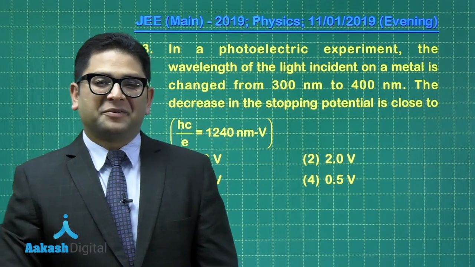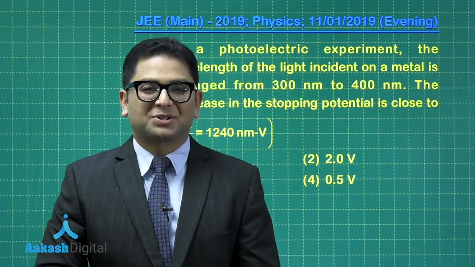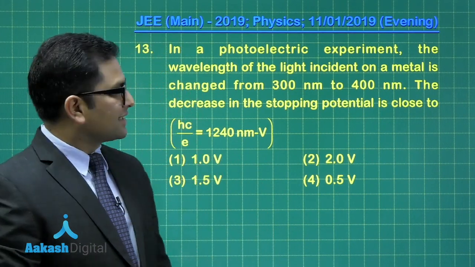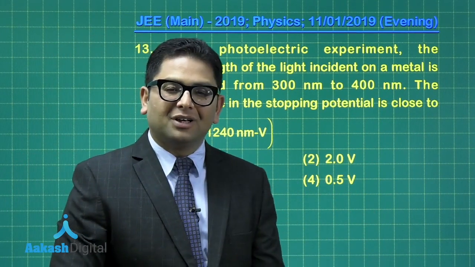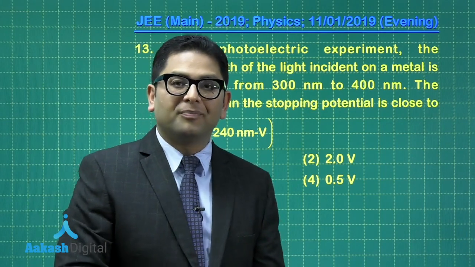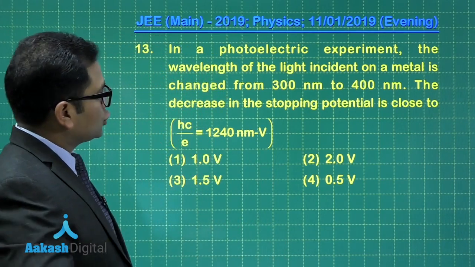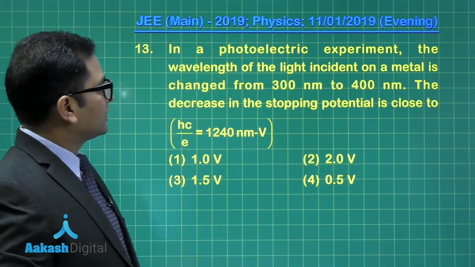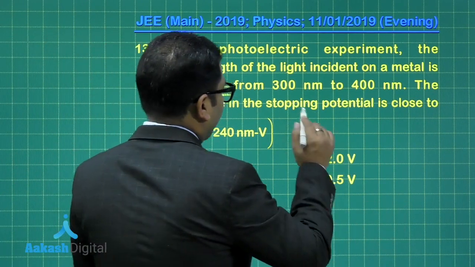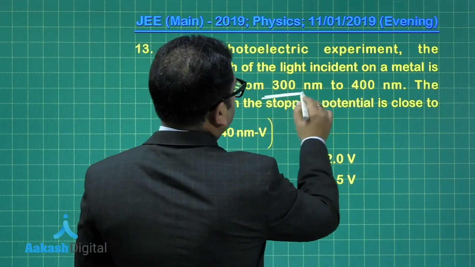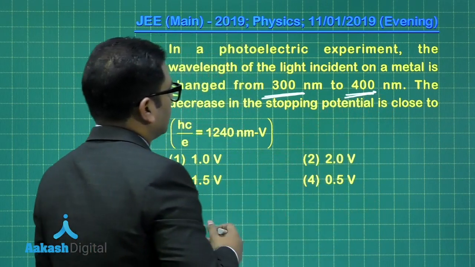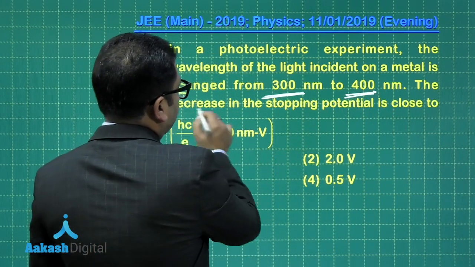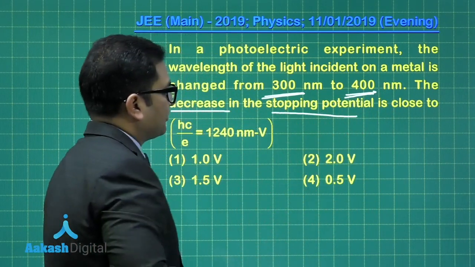Question number 13, another one from modern physics. So it's basically raining modern physics in this shift, though it's an important chapter, we all know. Now here it says, in a photoelectric experiment, the wavelength of the light incident is changed from 300 nanometer to 400 nanometer. You need to find the corresponding decrease in stopping potential.